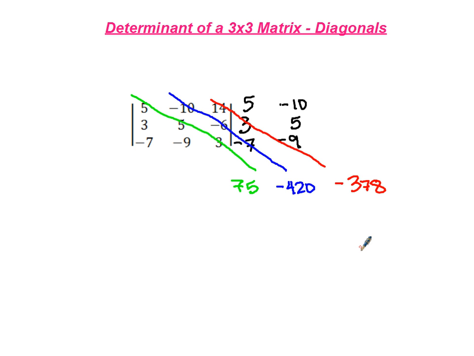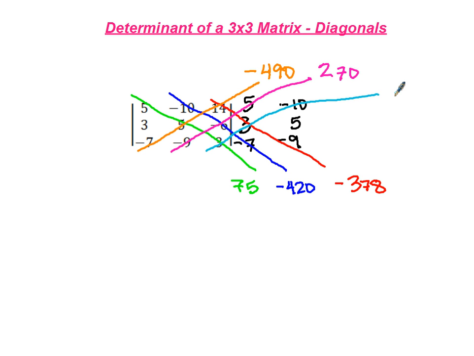We also need to find the diagonal products going upwards from left to right. So my first diagonal product from left to right will be negative 7 times 5 times 14 to yield negative 490. My next product can be found by multiplying negative 9 times negative 6 times 5 to yield 270. And my final product is found by multiplying 3, 3, and negative 10 to yield negative 90.